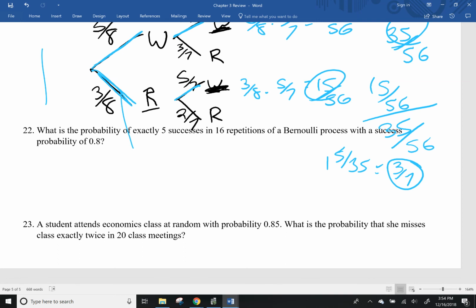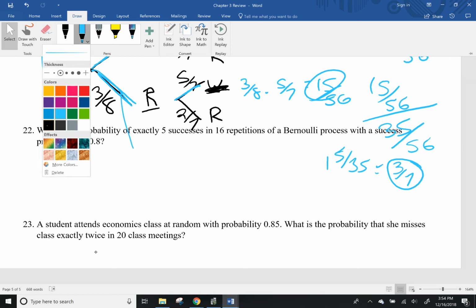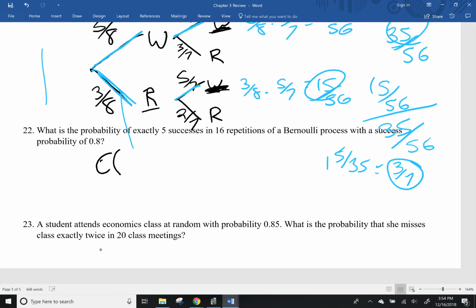So number 22 and 23 are pretty simple. They're just a formula for those, so I'll try to make that quick. The formula is a combination of n choose r times the probability of success to the r power and the probability of failure to the n minus r power. So it's just a matter of plugging in the right numbers.